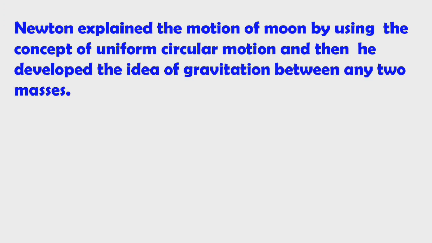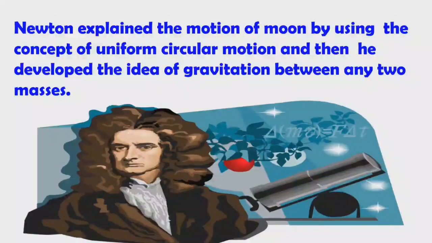Newton explained the motion of the moon by using the concept of uniform circular motion. We will discuss uniform circular motion. And then he developed the idea of gravitation between any two masses. Here we can see Sir Isaac Newton.